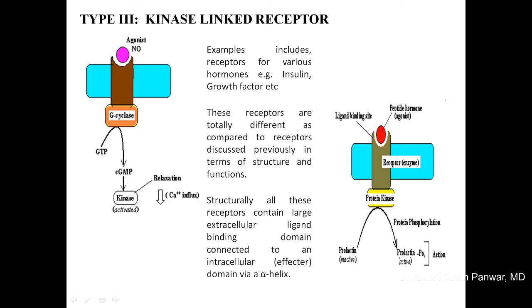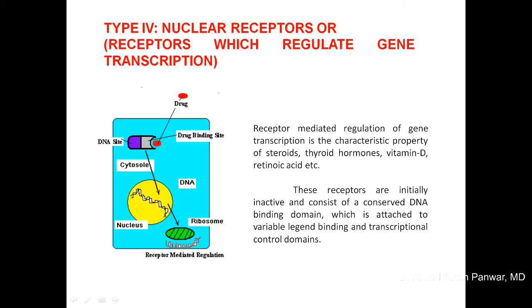Then the last one is the type 4 nuclear receptor, or receptor which regulates gene transcription. Here in the diagram it was shown that the receptor mediated regulation of gene transcription is the characteristic property of steroid, thyroid hormone, vitamin D, retinoic acid, etc.